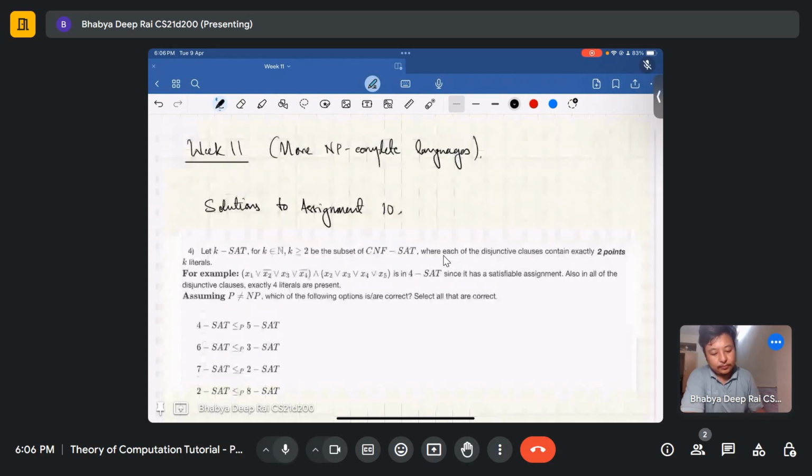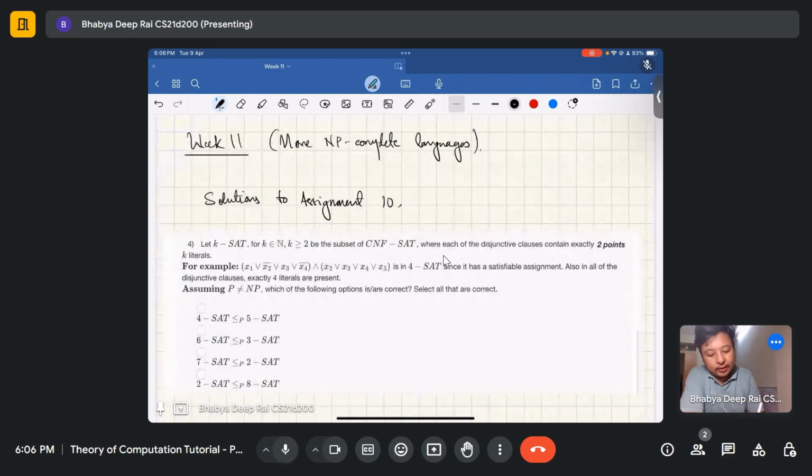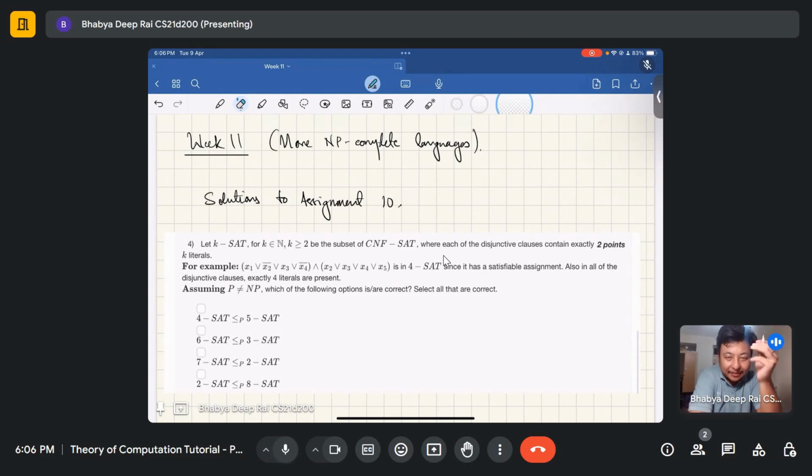So, what is week 11 about? We explore different kinds of NP complete languages. In the previous week 10, we discussed what NP completeness is, why it is important, and how it helps in addressing the P versus NP question. Now we want to study these NP complete languages, and use this tool that we call reduction.